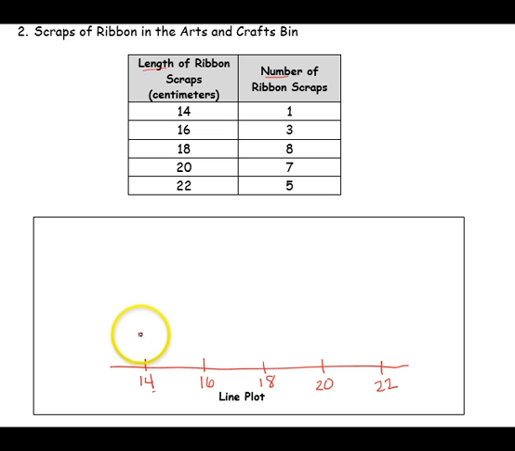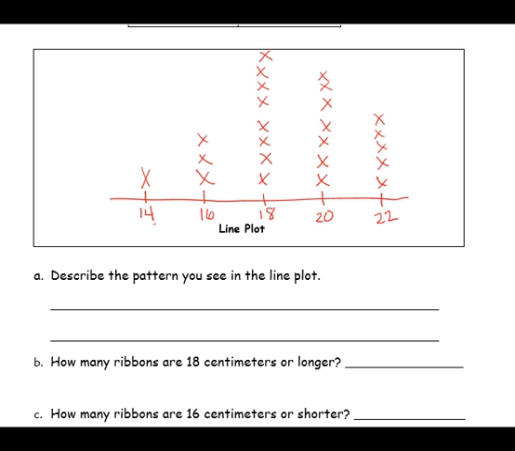There was one piece of ribbon that was 14 inches long, 3 that were 16, and I'll just continue down my chart. Now I'm going to use my line plot to answer these questions. The first question says, describe the pattern you see in the line plot. Well, just like we did with the pencils, this could be something as general as most of the pieces of ribbon are between 18 and 20 inches long.